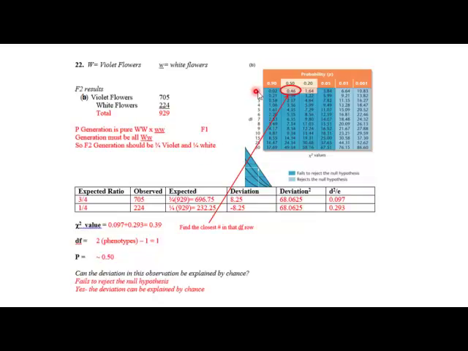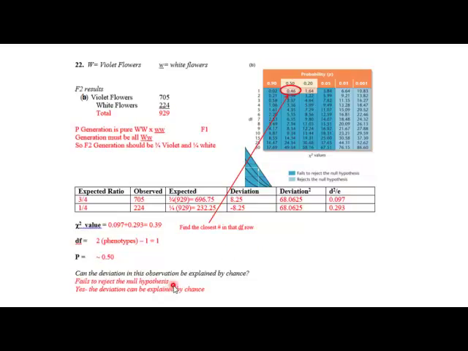So we go up to our table and we look across the degrees of freedom column of 1. We're looking for a number that is closest to 0.39. When we look across, the closest one is right here at 0.46. And that gives us a p-value of around 0.5. Now this lands in this darker blue area where it fails to reject the null hypothesis. So you would write that down: fails to reject the null hypothesis.